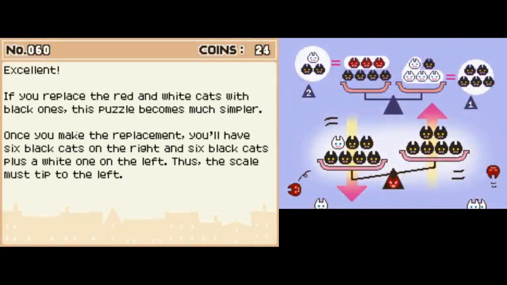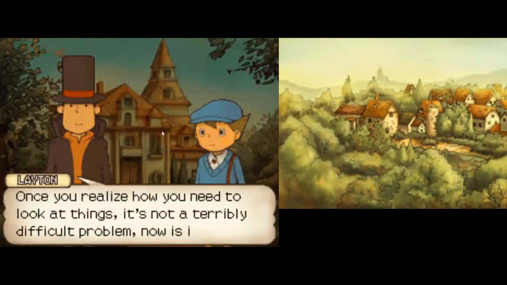If you replace the red and white cats with black ones, this puzzle becomes much simpler. Well, once you make the replacement, you'll have 6 black cats on the right and 6 black cats plus a white one on the left. Thus, the scale must tip to the left. Yeah, this puzzle's weird. Once you realize how you need to look at things, it's not a terribly difficult problem now, is it?